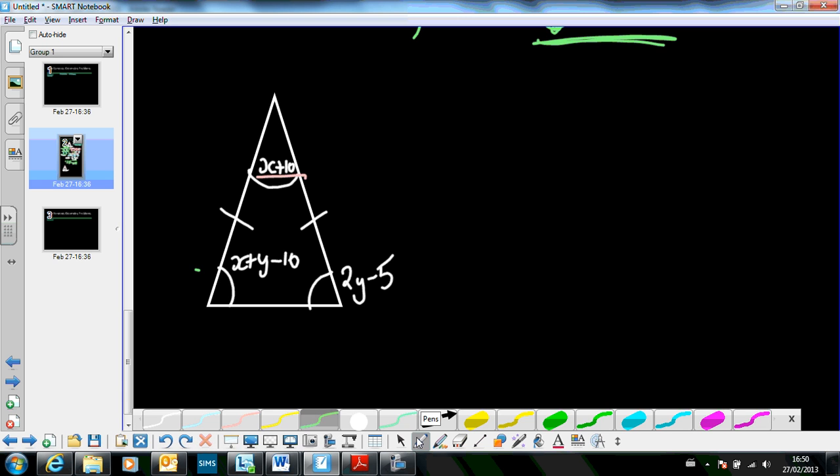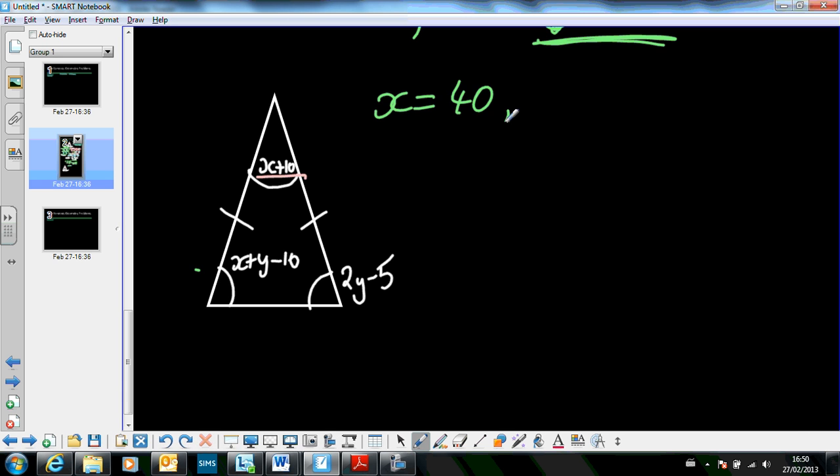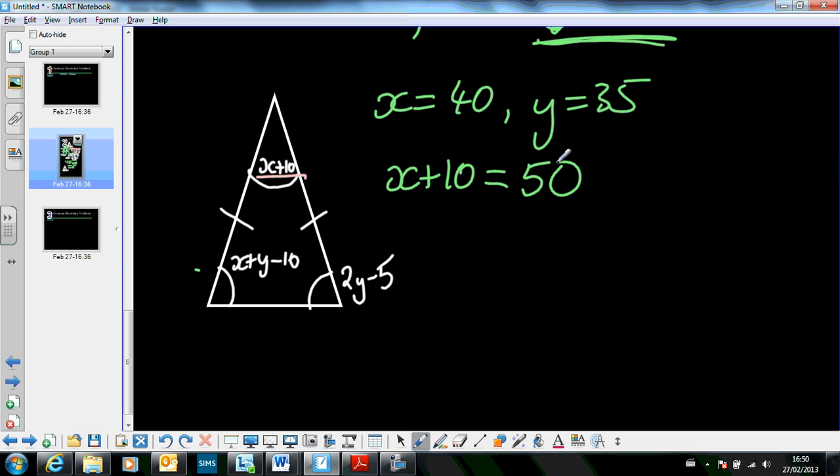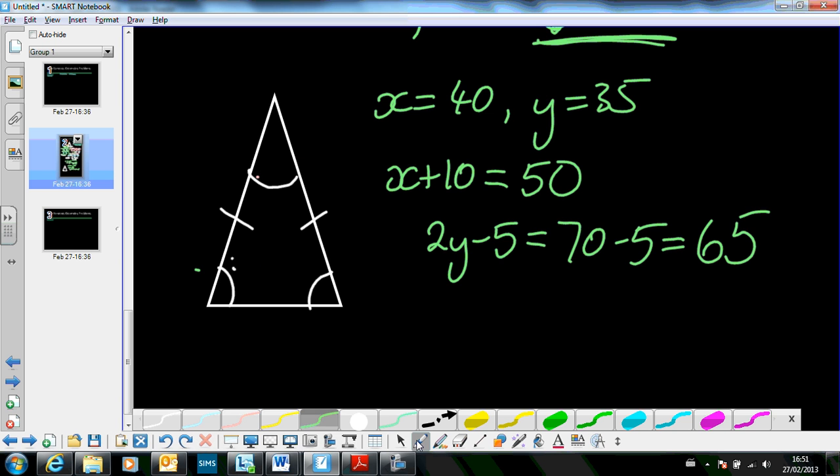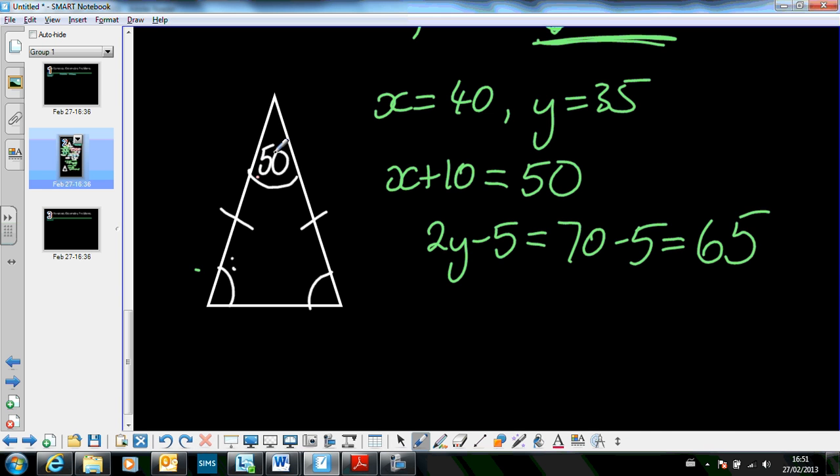So we know that x was 40, and we remember that y was 35. So that means x plus 10, which is the angle at the top, must be 50. And this angle here, 2y minus 5, must be: 2y's are 70, minus 5 is 65. So I'm going to write in my answers that that angle is 50, that angle is 65, and that angle is 65.